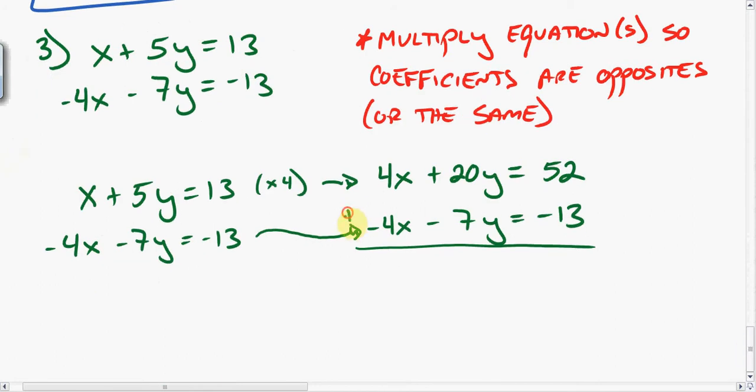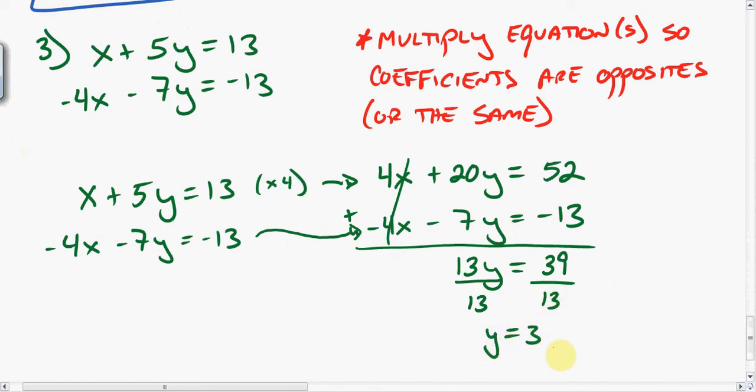So let's add 4x plus negative 4x, they cancel. 20y plus negative 7y is going to give me 13y. And then 52 plus negative 13, what's that give us? That gives us 39. Now, just divide both sides by 13, and we see y equals 3.